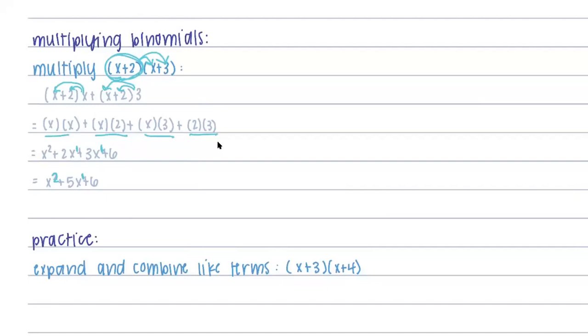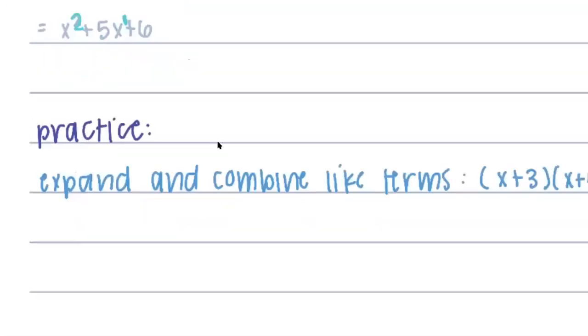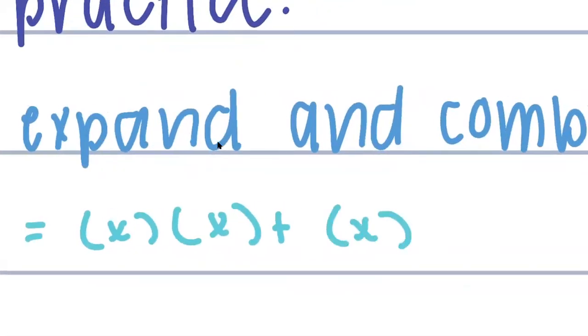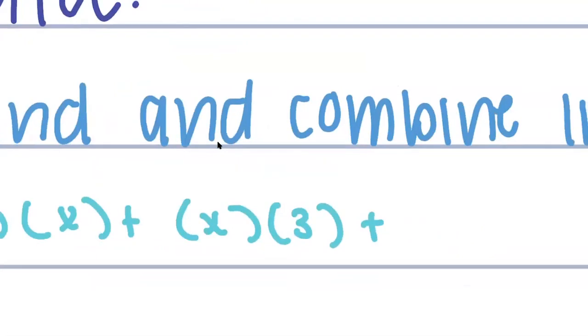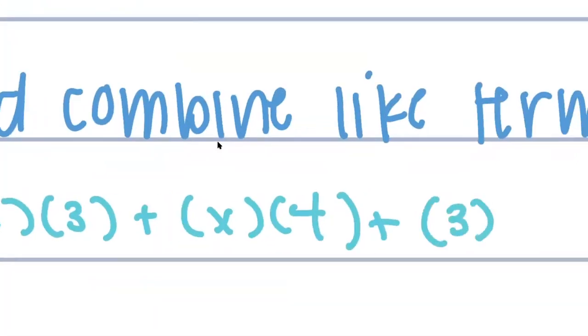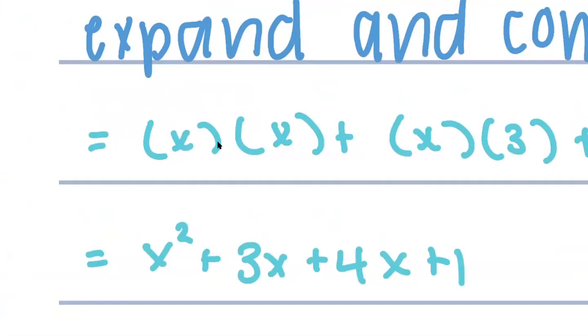So I did x plus 3, so then it's x times x, so I simplified it, so it's x times x plus x times 3 plus x times 4 plus 3 times 4, which equals x squared plus 3x plus 4x plus 12. And then you add the 3x and 4x, which equals x to the power of 2 plus 7x plus 12. Yep. Good job.